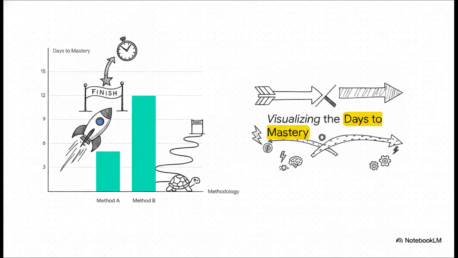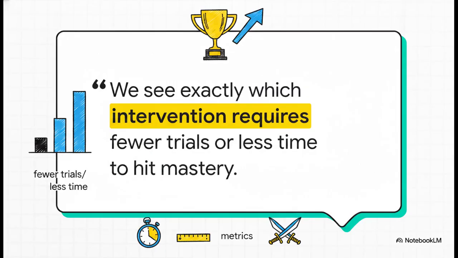We aren't just looking at whether an intervention works. I mean, eventually both methods got the learner to mastery, right? We're setting up a scientific bake-off to see which educational intervention is simply faster, sharper, and more effective. The crucial point here is that by plotting these methods side by side, we see exactly which intervention requires fewer trials or less time to hit mastery. That is the ultimate overarching goal of the adapted alternating treatments design.